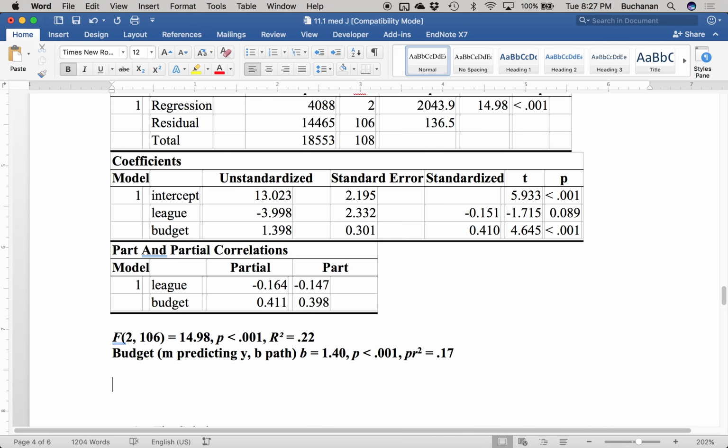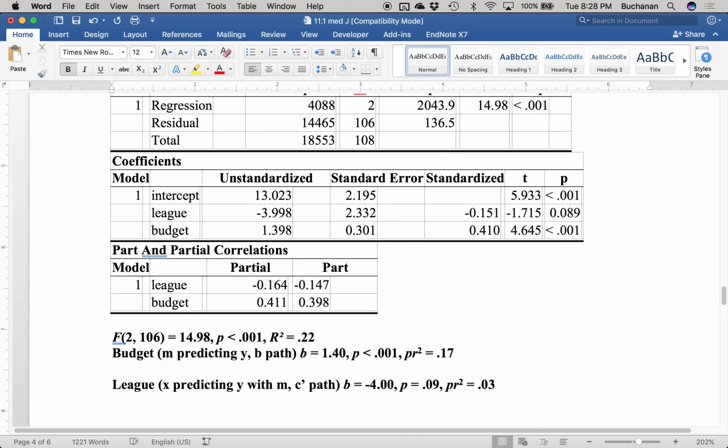Now what we're looking for is league, or X predicting Y with M, which is the C prime path. That's -4, so the number has gone down from our -6 earlier. It is no longer significant, so p equals 0.09 if we round up. The partial, 0.16 squared, is 0.03.